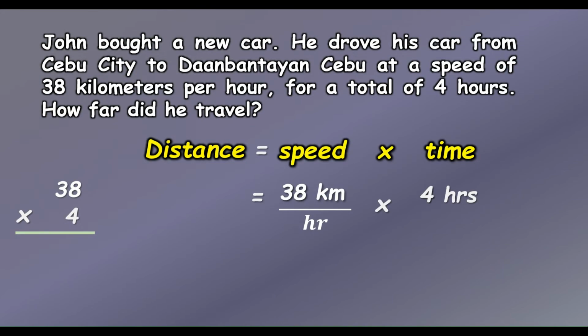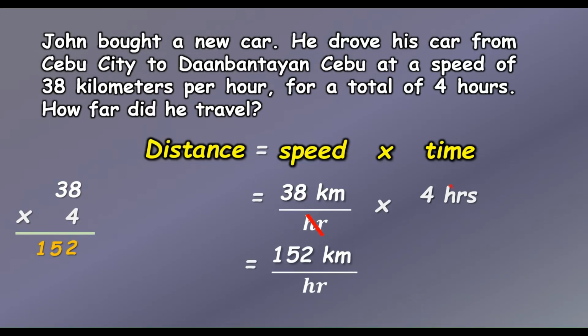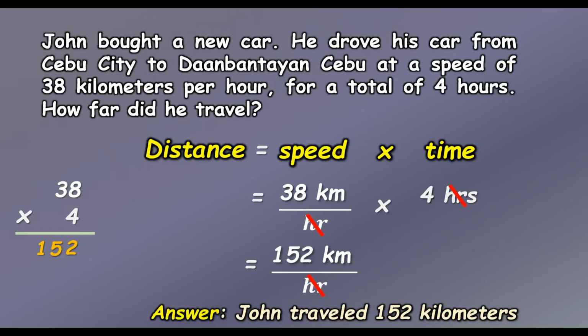Together. 38 times 4. 4 times 8 equals 32. Regroup, bring down the first digit 2, carry 3. 4 times 3 equals 12. Plus 3 equals 15. So, 38 times 4 is equal to 152. Now, let's cancel both the unit, hours, and retain the unit, kilometers. The answer is that John traveled 152 kilometers.